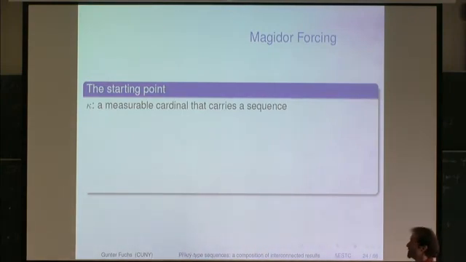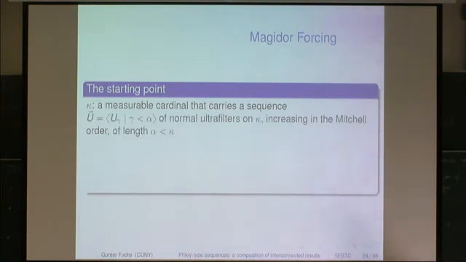Okay. So with Magidor forcing, you start with a measurable cardinal that carries a sequence of normal ultrafilters, which are increasing in the Mitchell order, and that sequence is of length alpha. And this alpha is less than kappa. Okay, so in the previous example, alpha was allowed to be large. Here it has to be small.